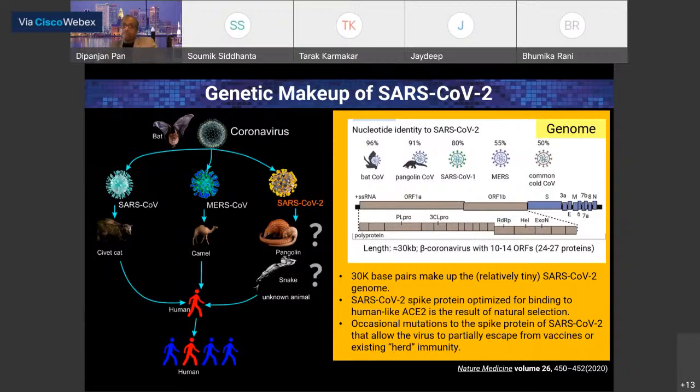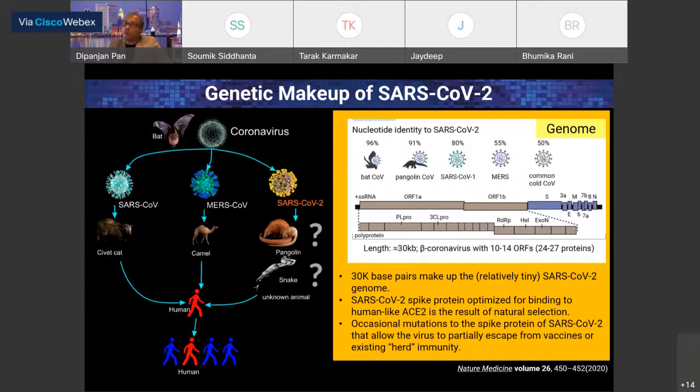If we think about the genetic makeup of SARS-CoV-2, we'll see that it's a tiny genome, only 20,000 base pairs. And its nucleotide sequence has high similarity to a bat coronavirus. You must be reading all about the origin of COVID-19, and there is a debate whether the origin is the lab, or the flea market and meat market, but there is no doubt that the source was bat, and bat CoV has 96% nucleotide identity. Pangolin also has a 91% similarity.